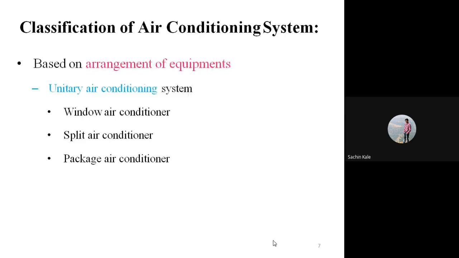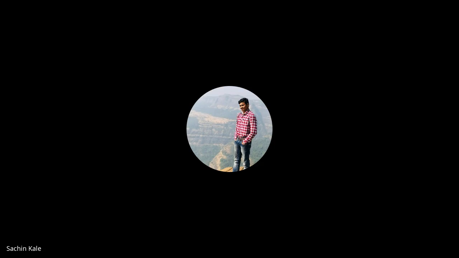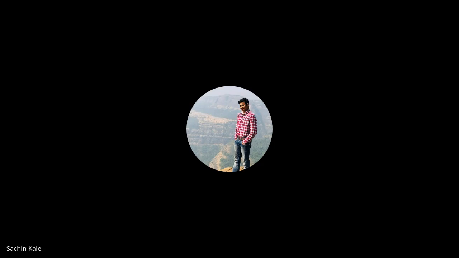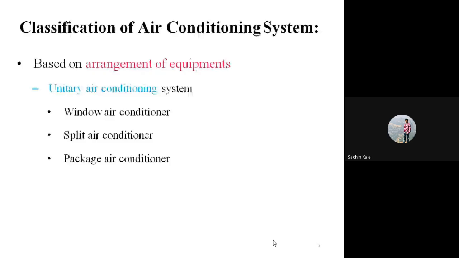Out of that, window air conditioner means, in most of the cloth shops, an air conditioning system installed in the window will be called a window air conditioner. I will show the diagram of the window air conditioner. Split air conditioner means the air conditioner systems which we are using in most of the offices, as well as in our TPO hall. Whatever ACs are installed or mounted on the wall will be called a split air conditioner.